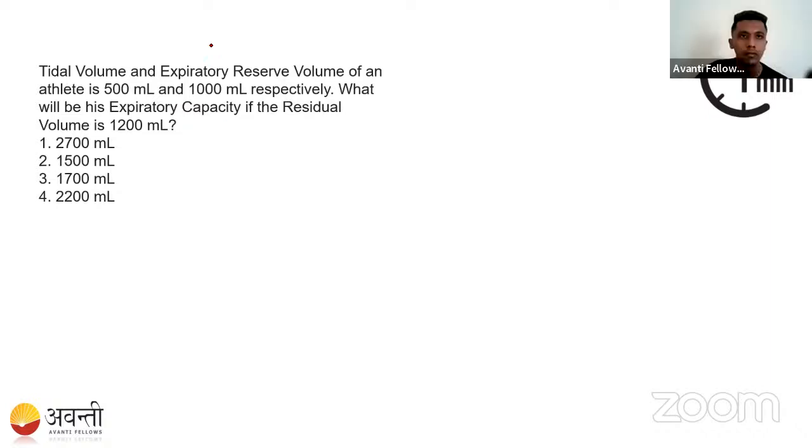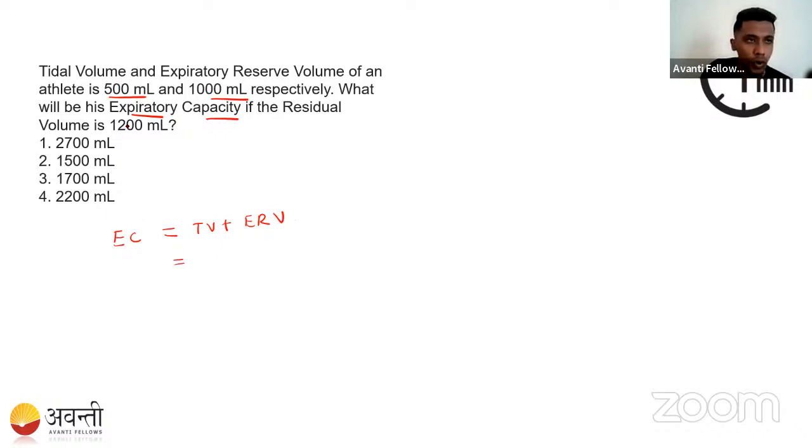All right, students, our time is up. So let's see if you have the right option. Tidal volume and expiratory reserve volume are given for an athlete, that is 500 ml and 1000 ml respectively. So what will be the expiratory capacity they're asking? It's a very, very direct question, so you should not get tempted by the third option that they have given. If you know the formula, expiratory capacity, or EC, is equal to what? You can call it tidal volume plus expiratory reserve volume, ERV. If you add these two, you will get expiratory capacity.